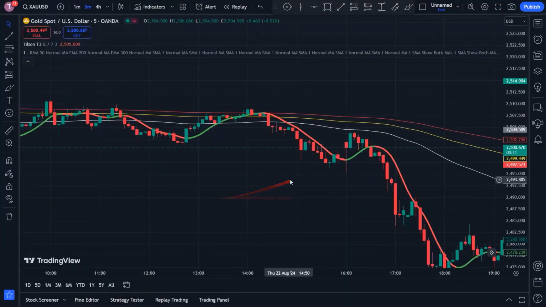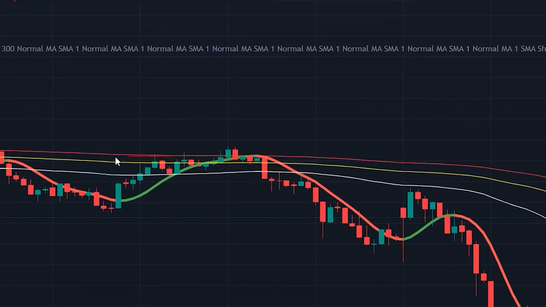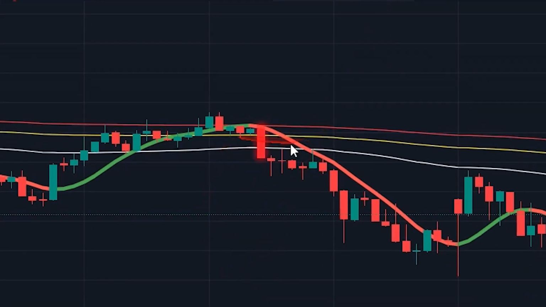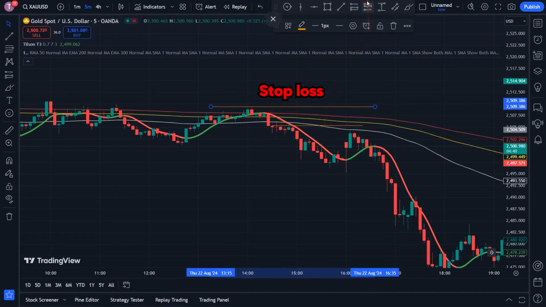Now let me teach you what to do for sell orders. First of all, you need to make sure that we are in a downtrend, meaning the moving average lines should be arranged as I mentioned. After that, we should look at the first indicator and confirm that its line is red. Next, we need to look for a candle that has crossed the 50 moving average line downwards. At this point, we understand that we have found a suitable entry point. Now we should set our stop loss slightly above the last swing high.